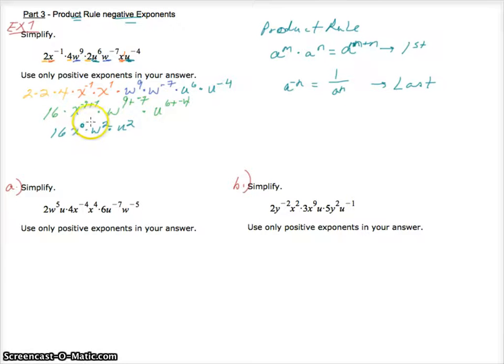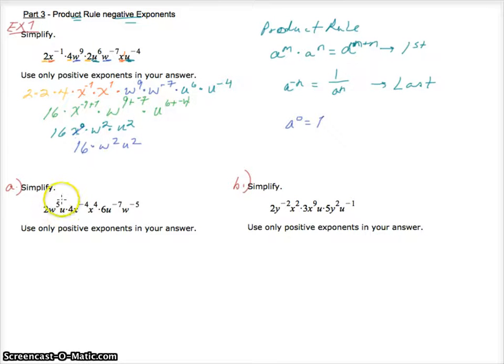Okay, now x to the 0 equals 1. For any a to the 0 power, we get 1. So this guy goes away. 16 times 1 is 16 times w squared u squared. Seems long and complicated, but really all we need to do is keep track of our negatives and we're golden. Let's go check another one real quick.